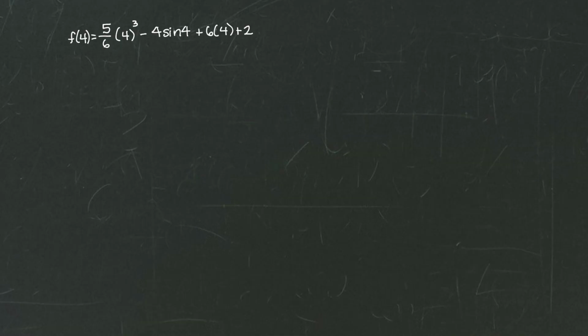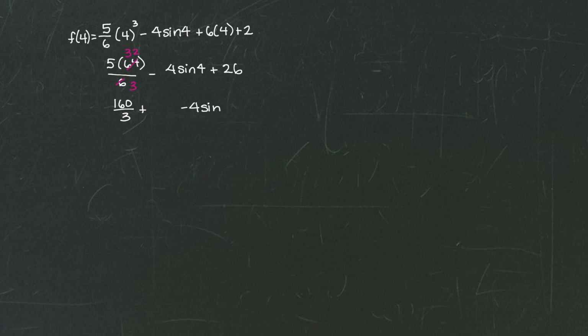All right, so we have that f of 4 is 5/6 times 4 to the third power minus 4 sine of 4 plus 6 times 4 plus 2. 4 cubed is 64, so I've got 5 times 64 over 6 minus 4 times the sine of 4 plus 24 plus 2 is 26. And we've got some fractions going on, right? We're going to cancel. This is going to leave us with 3 and 32 because we can take half of each of those. And that's going to give us 160 divided by 3, added to 26, and then minus 4 sine 4.